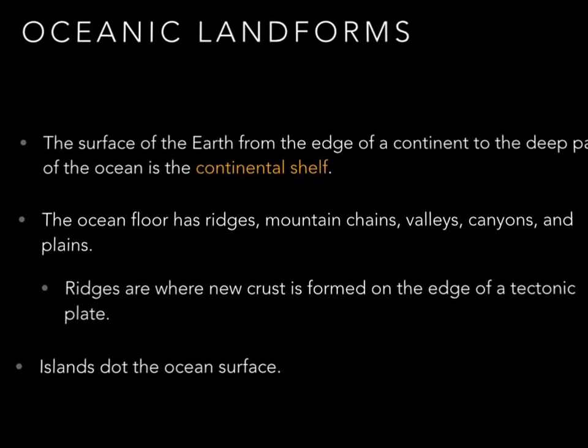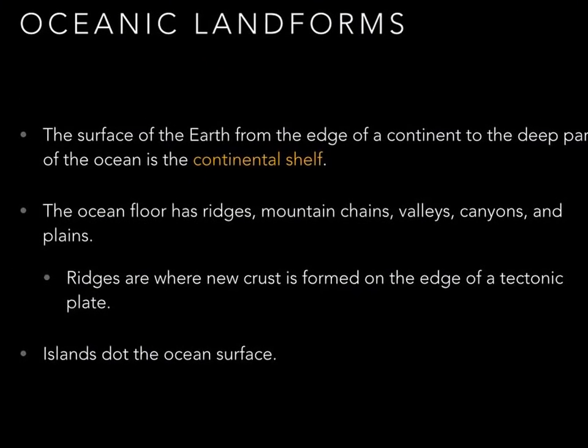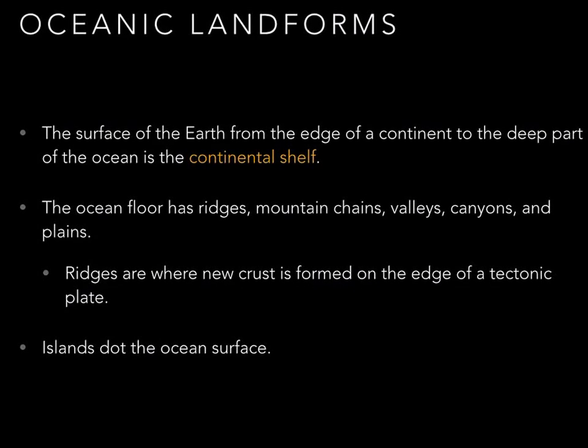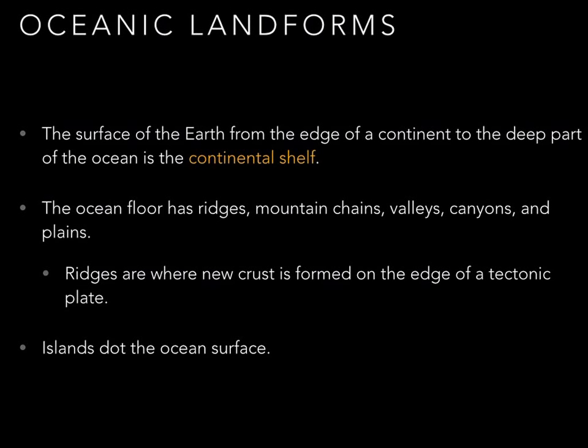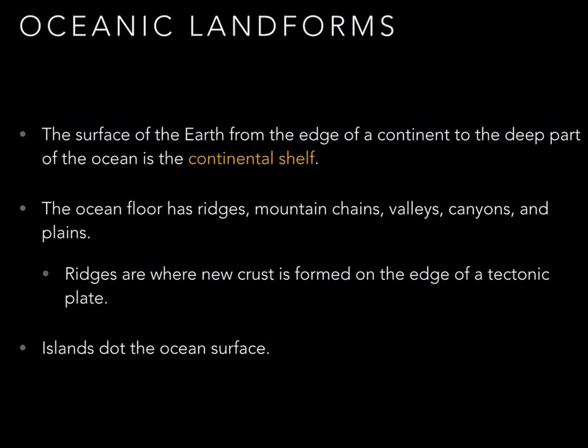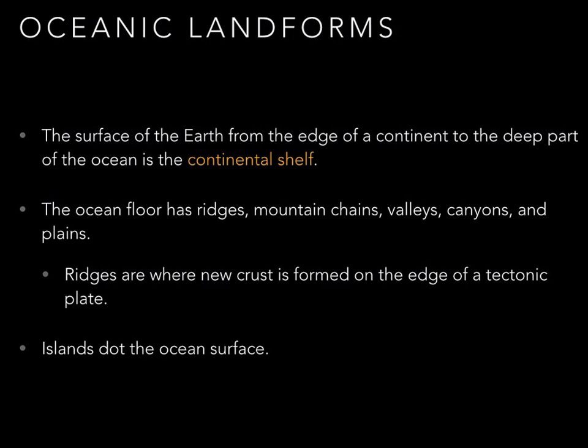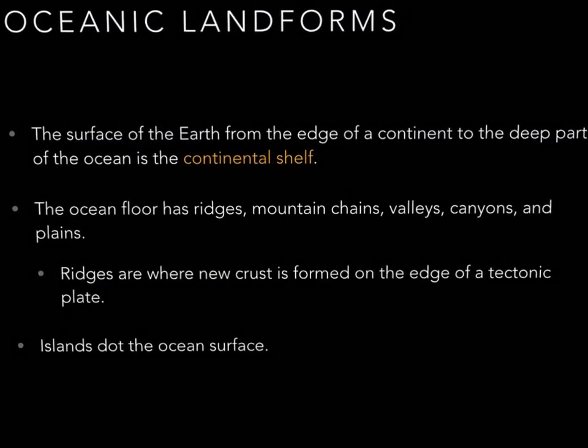Landforms. Oceanic landforms. The surface of the earth from the edge of a continent to the deep part of the ocean is the continental shelf. The ocean floor itself has ridges, mountain chains, valleys, canyons, and plains, just like the surface of a continent. The ridges of the ocean floor are where new crust is formed. Islands also dot the ocean surface.